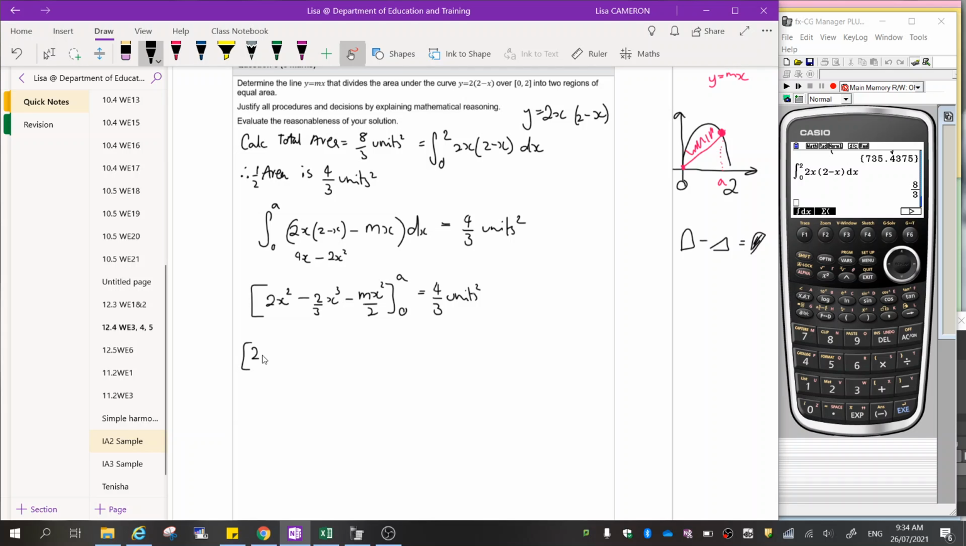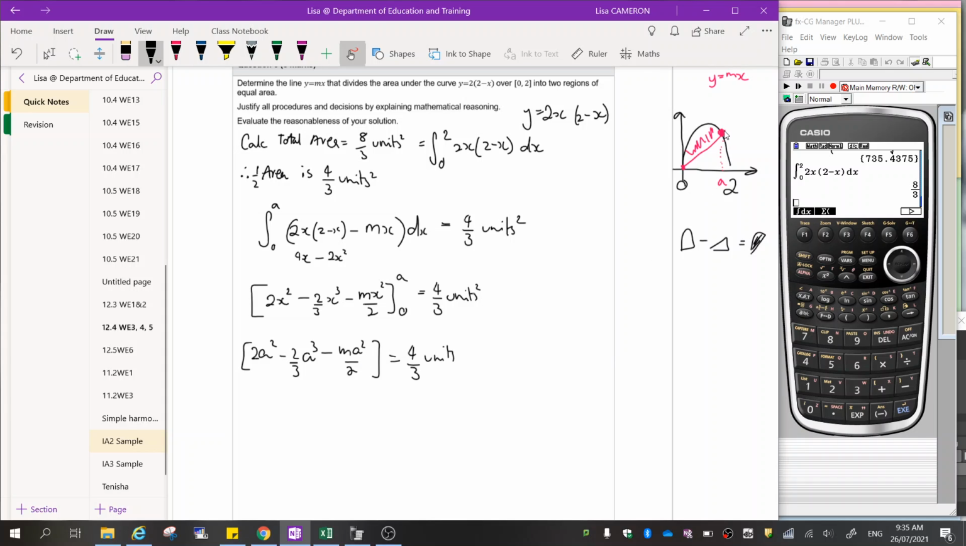So when I substitute in a, I get this. Okay, and subtract, when I substitute 0 in, this term's gone, that term's gone, that term's gone, so I can just leave it like this. Now, I can't solve at the moment because I've still got too many unknowns. So I'm going to have to think about this in another way.